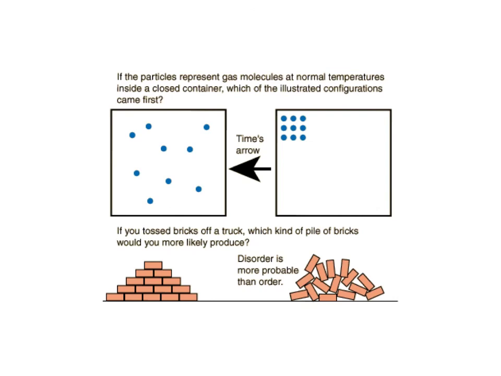And in this diagram, I think it shows it even better. If you start out with this very organized group of particles, this is the particles of gas that have been compressed into a very closed container. Over time, those particles are going to begin to spread out. They're going to move between the spaces of the air in the container, and over time, it will look like this. The other example at the bottom, if you toss bricks off a truck, which kind of pile of bricks would you be more likely to produce? This is highly unlikely to happen. A disordered pile is highly more probable.